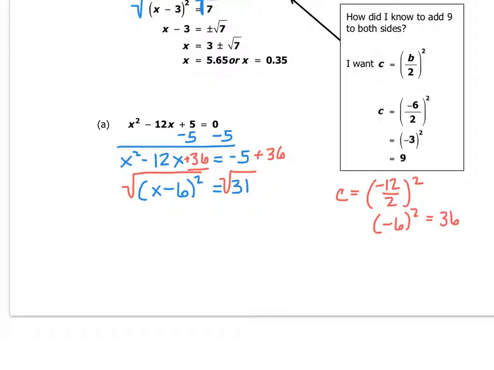On the left-hand side, I'm going to get just x minus 6. On the right-hand side, I'm going to get plus or minus the square root of 31. And the square root of 31 does not simplify. My last step here is to add 6 to both sides, so x is all by itself. And I get x equals 6 plus or minus the square root of 31.